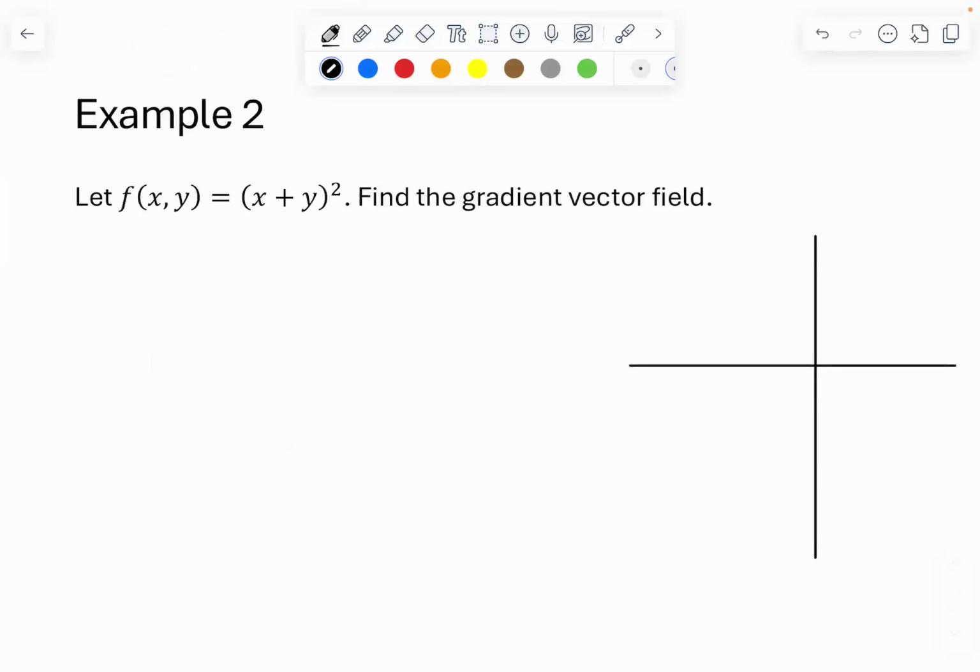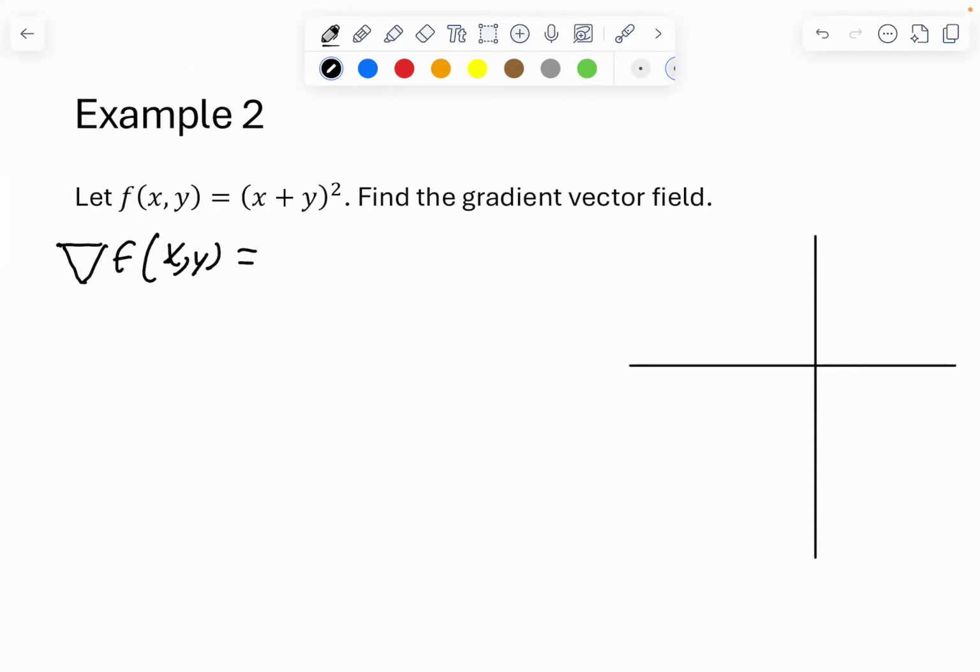Another example of this one being for a gradient vector field, where our function f of x and y is equal to x plus y, that entire quantity squared. Right, so we had a formula for this. Let me draw the nabla for this, which is that upside down triangle from when we had the capital delta for this. F of x and y.